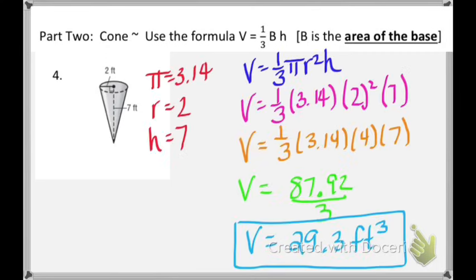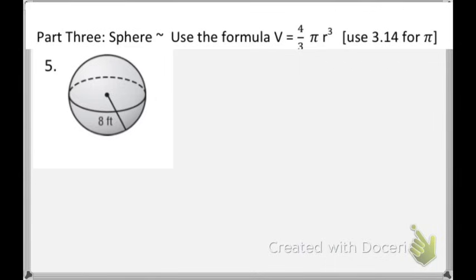All right, so when I used my formula and substituted in my numbers that I knew, squared my radius, multiplied the top by itself, and then divided by the bottom, I got 29.3 cubic feet for my cone. Okay? All right, here we go. Last thing. Well, sort of. The last part is the sphere.